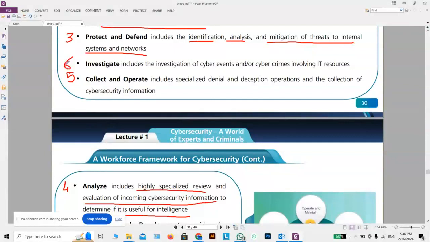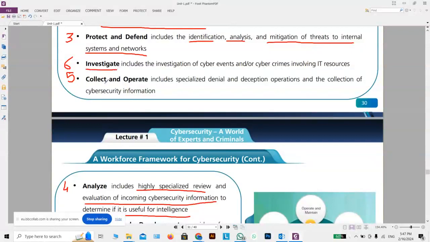Okay, then we have investigate. Investigate is very simple. We investigate cybersecurity events and crimes. That's like cyber investigation, digital forensics. Whenever something happens, we have to investigate how and where that kind of event took place. We collect evidence to support vulnerability efforts, I mean for criminal activity. So these kind of things are performed in this investigate domain.